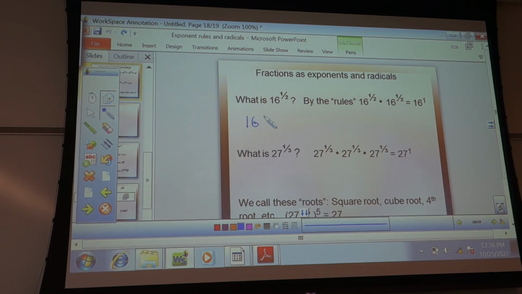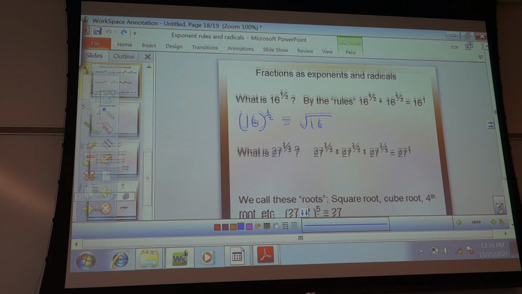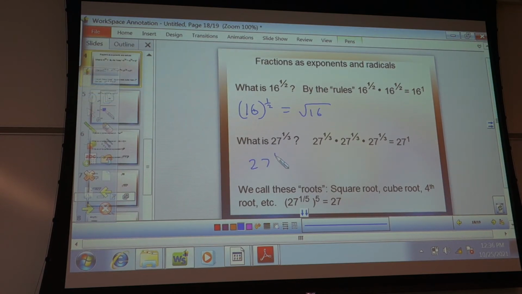So let's be extra sure about this. 16 to the 1/2 power is the same thing as the square root of 16. 27 to the 1/3 power is the same thing as what? Do you folks remember how to rewrite this as a radical? The cube root of 27. Yep, this guy is the one that goes inside of here. So remember this part? We did a bunch of these. Just a reminder: this one is the invisible one that goes inside of here. Remember that the square root has an invisible 2 in it.